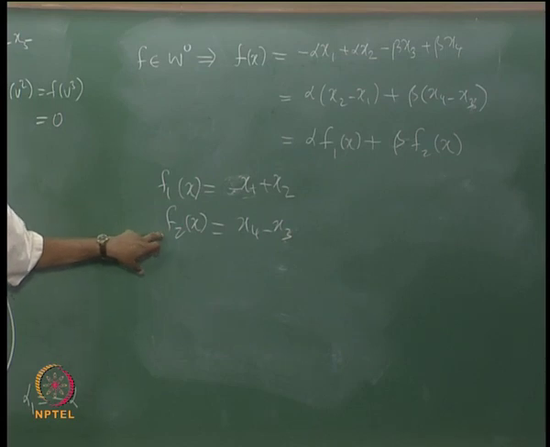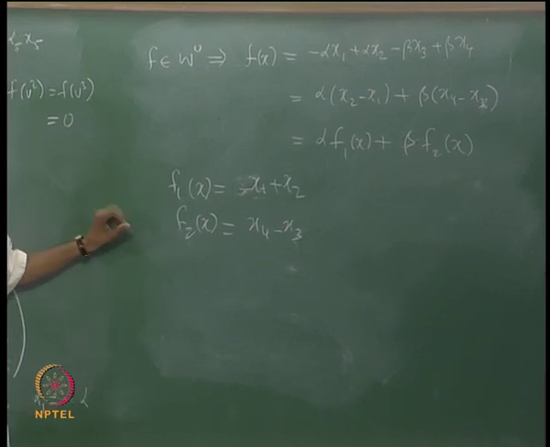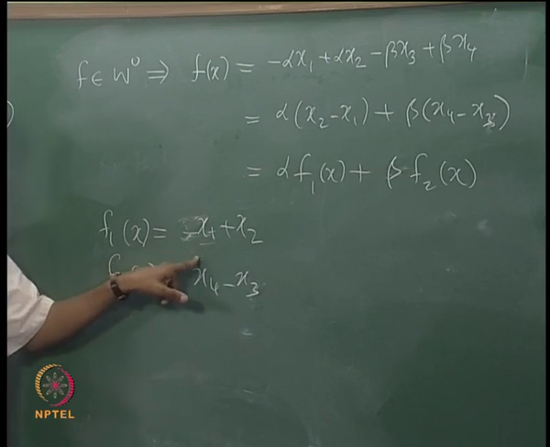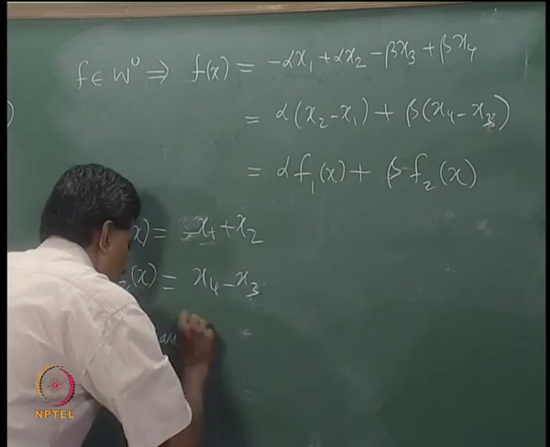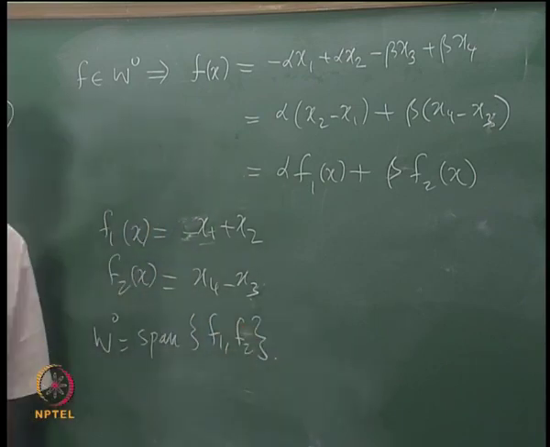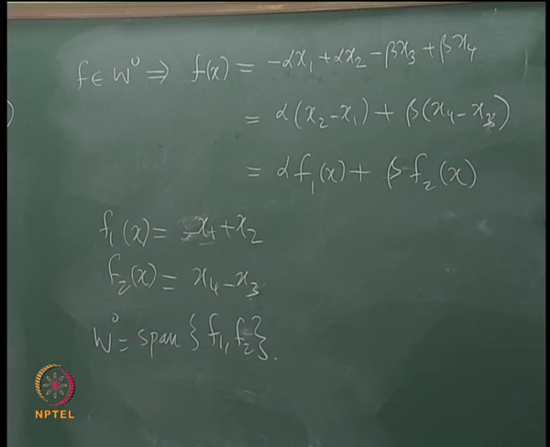F1 is this, f2 is this, any f in W0 is a linear combination of these two. These two are independent because you can think of f1 as the vector minus 1, 1, all other entries 0, f2 is 0, 0, minus 1, 1, 0, so these two are independent. Finally, W naught is span of F1, F2. So please verify the calculations. Essentially, it is solving homogeneous equations. Even remember the first problem when we determined the dual basis, that was solving homogeneous equations. Okay. Let me stop here.